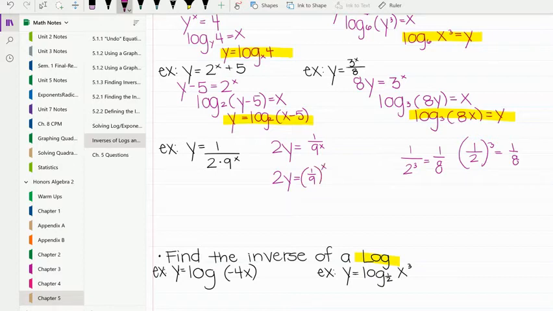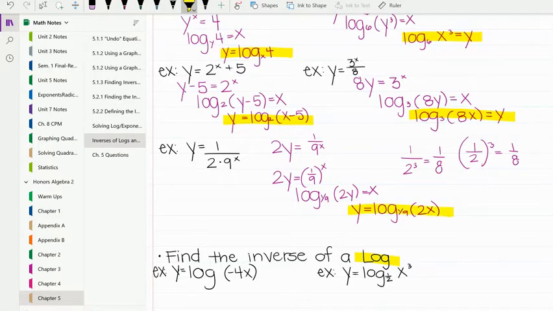So because of that, now we can go to our log form, right? So this would be log base 1/9 of 2y equals x, and then we can rewrite it. Y equals log base 1/9 of 2x. So strange, but it works.